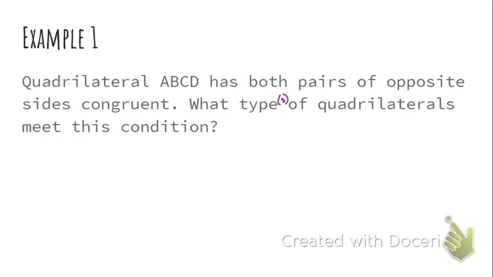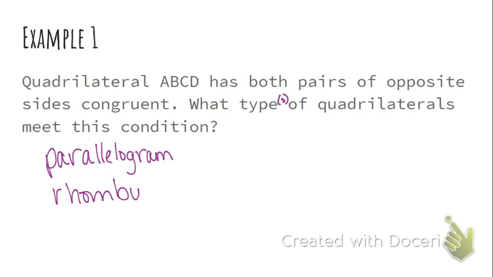Well, that was on our list for parallelograms, you might remember. That was one of our parallelogram properties. Because that's a property of parallelograms, it's a property of every type of parallelogram. So that includes rhombuses, rectangles, and squares.